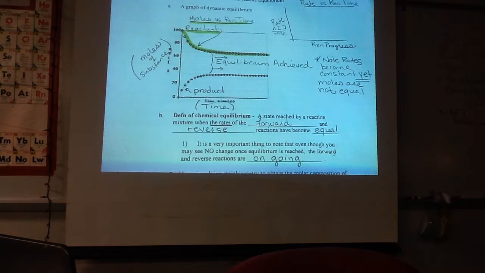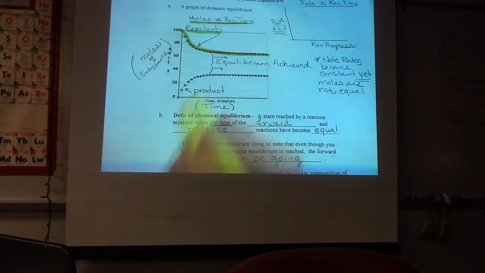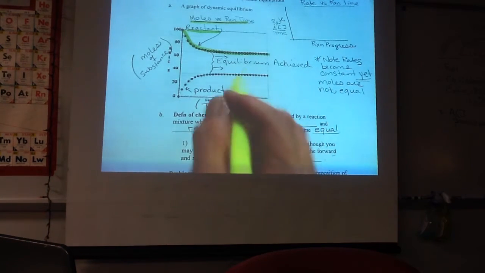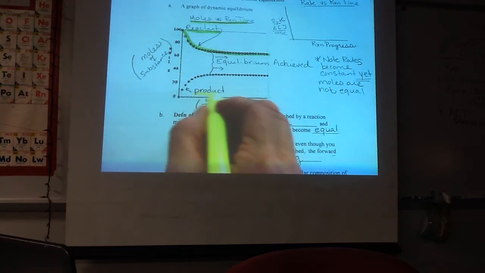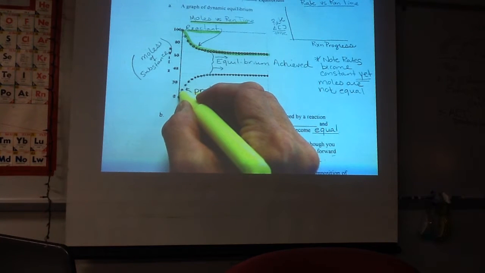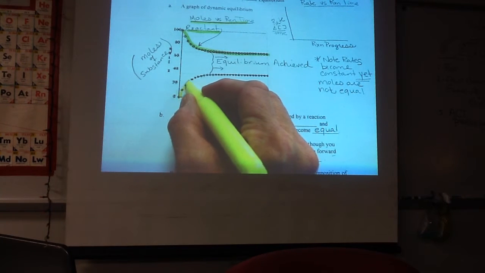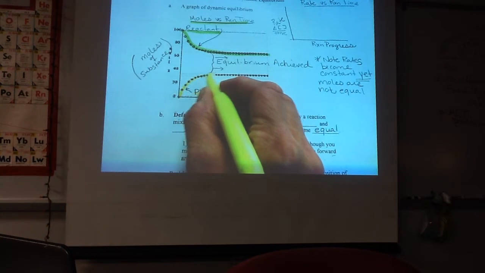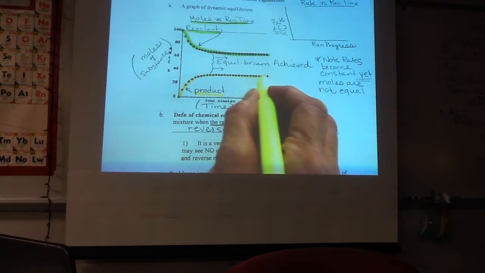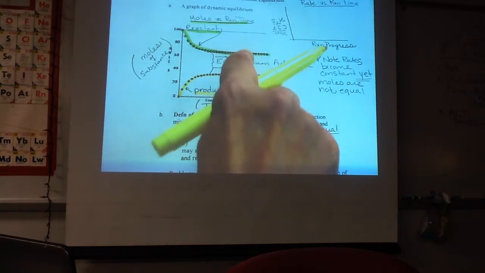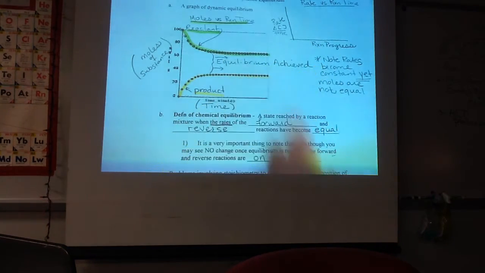On the bottom graph line, what is that representing? What's it representing, folks? Product. And the product, you see, doesn't exist, and then it starts to form and starts going in the reverse until it plateaus out. Moles are not constant at equilibrium.